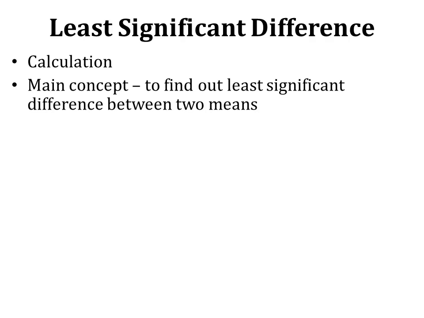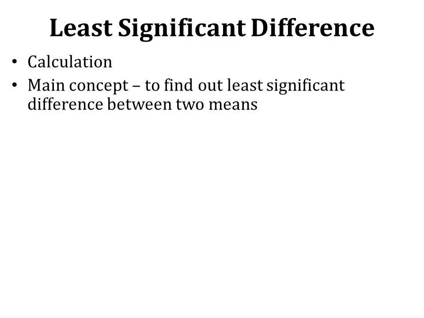And we have to calculate the LSD to find out which mean pairs are significantly different from each other. The main concept for the calculation of LSD is to find the least significant difference between two means. As we saw in the previous table, we calculated the difference between mean pairs, right? So we need to find out what magnitude of this difference should be considered significant, right? So we have to find the least significant difference between two means, the point at which we are going to say that these means are significantly different from each other, right?